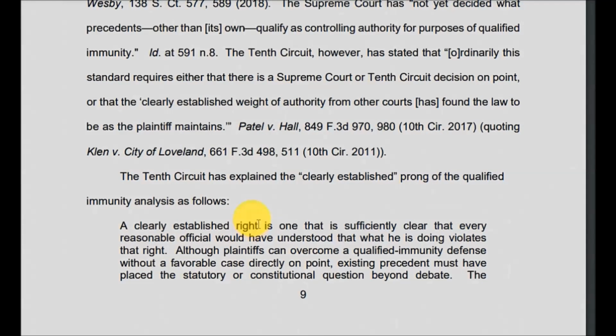But audio can be more covert. A clearly established right is one that is sufficiently clear that every reasonable official would have understood that what he is doing violates the right.